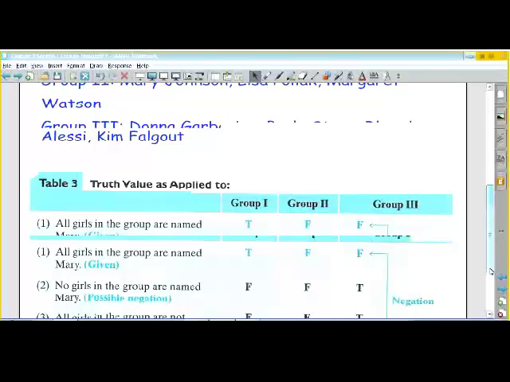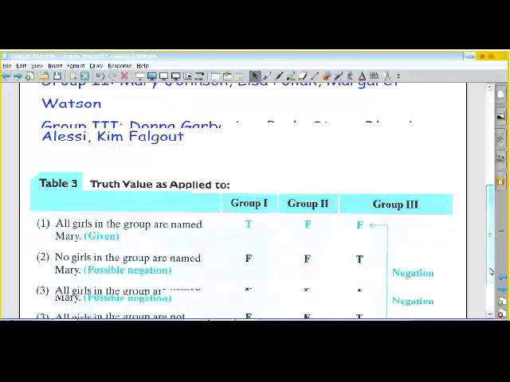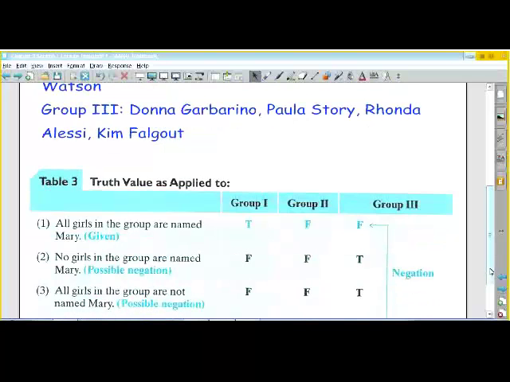The next one would be all girls in the group are not named Mary. So rather than using no here as a negation, we're going to say not. That's another way of usually saying a negation. So again, we ask the same question and ask it for the three groups. The first group is all Marys. All girls in the group are not named Mary. Well, that's false because all the girls in the group are named Mary.